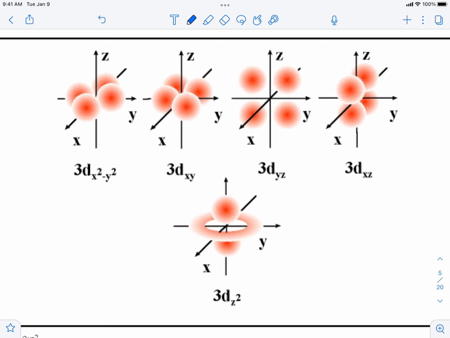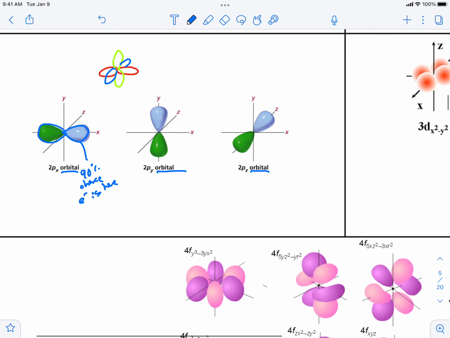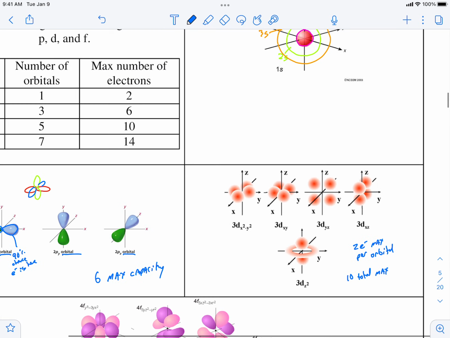Awesome, thank you. So 2 electrons max per orbital. Since there's 5 orbitals, that means the capacity of the d subshell is 10. It doesn't mean that a d subshell has to have 10, it just means the maximum capacity is 10. Likewise with the p's, 2 each, which means 6 is the max capacity. And of course, the s's would be 2.